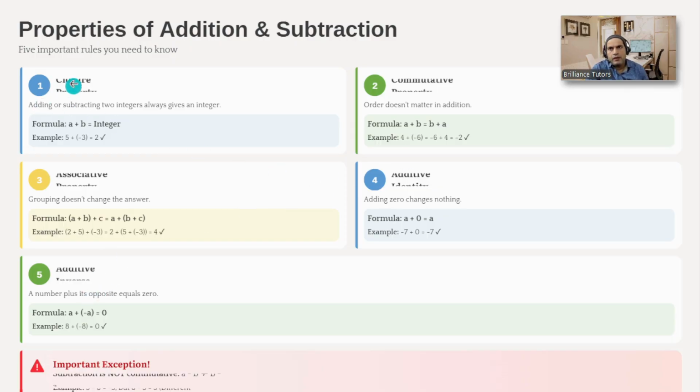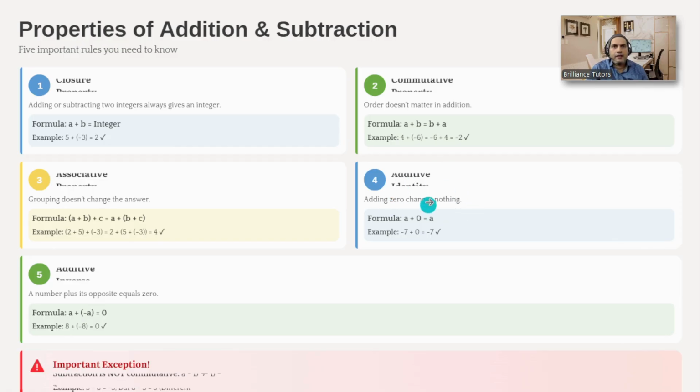What do you mean by that? Closure is when two integer numbers are added, we get an integer number. Always adding and subtracting two integers, we always get an integer number. Commutative property: order does not matter in addition. In integers, if we add a plus b and b plus a, both will be equal. Associative property: grouping does not change the answer. Suppose first we take the group of the first two, and here the last two. The first bracket is solved, a plus b, and then we add the rest. When you group the first two numbers or the last two numbers, the result will not be different.